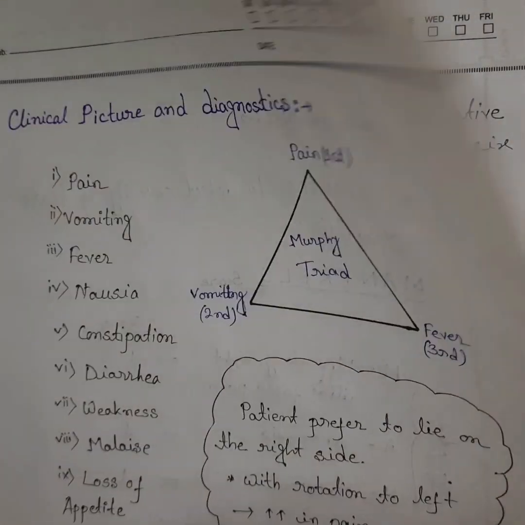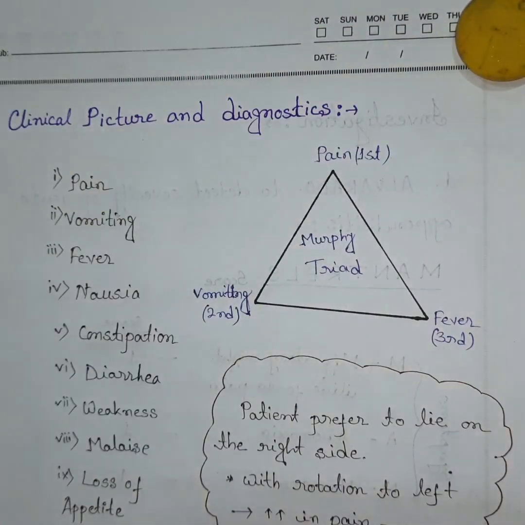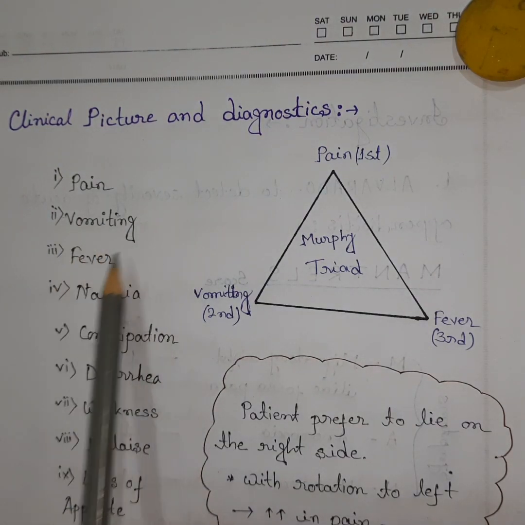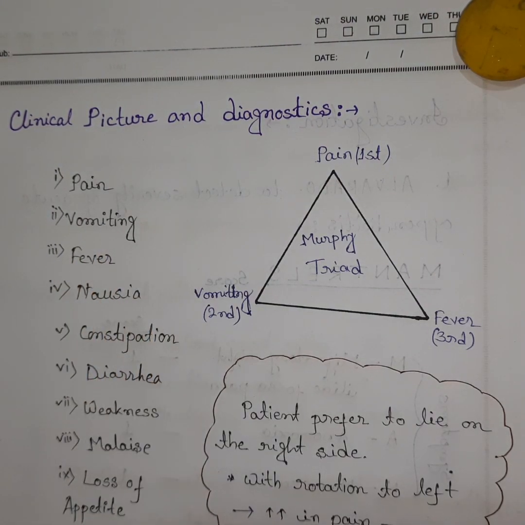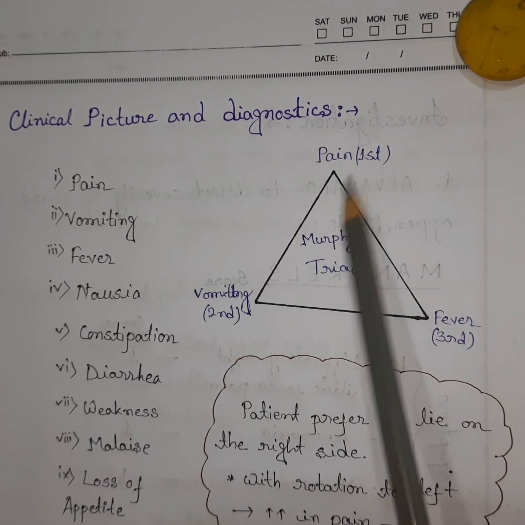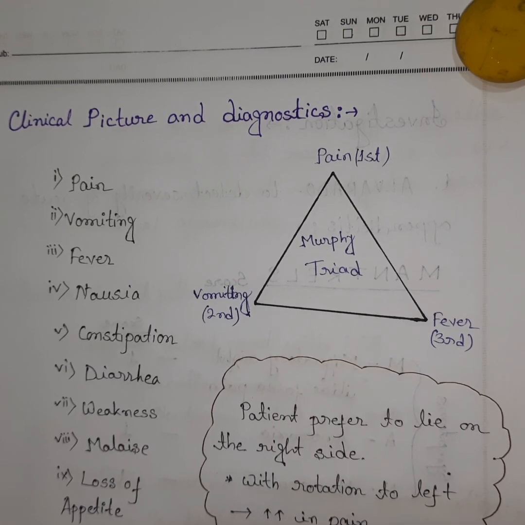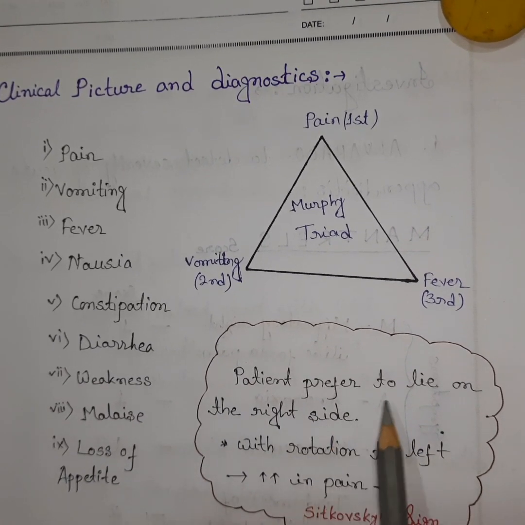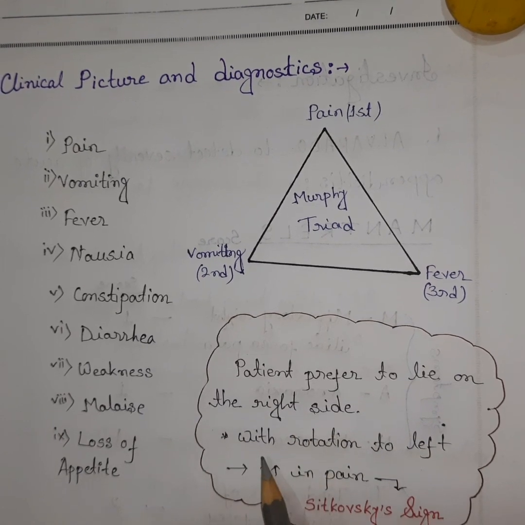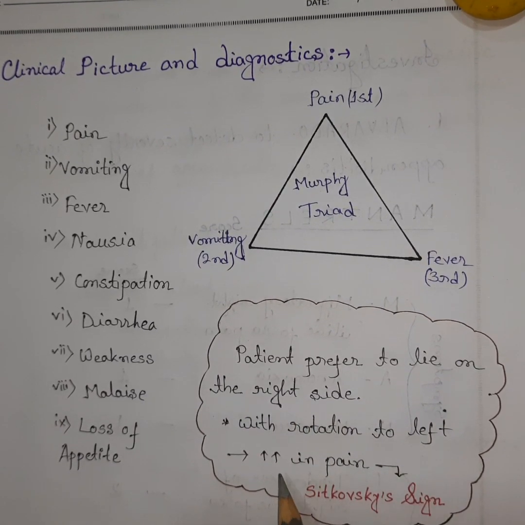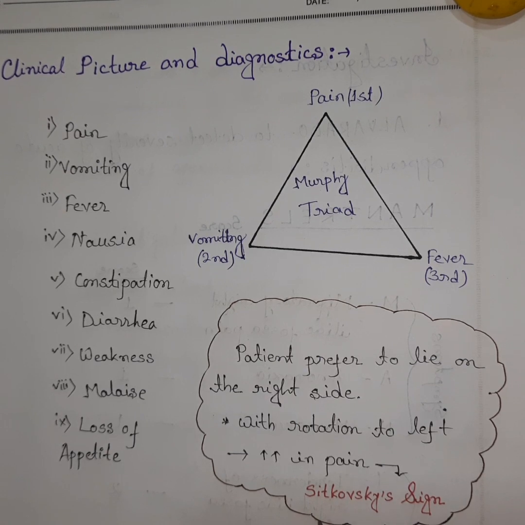Clinical picture and diagnostics: pain, vomiting, fever, nausea, weakness, malaise, loss of appetite. Firstly pain, then vomiting, then fever. This is called Murphy triad. The patient prefers to lie on the right side, and rotation of the left leg increases the pain. This is called Sitkovsky's sign.